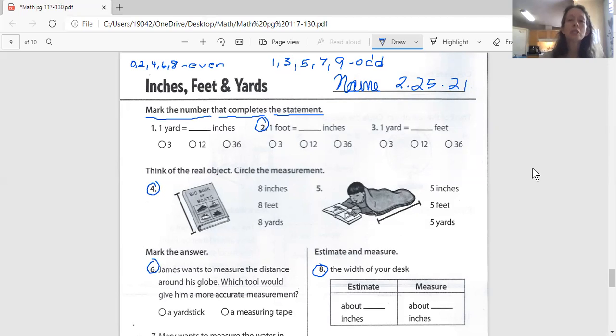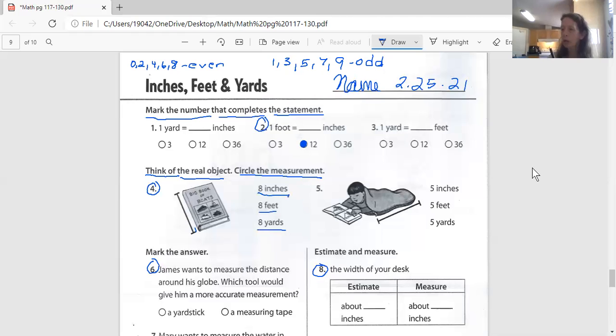1 foot equals 12 inches right in here. There it is. Am I doing these today? Nope. Now we're down to this one. And the directions say, think of the real object. Circle the measurement. Okay, I'm looking at a book, the length of a book, how tall a book is. Do you think a book is 8 inches tall, 8 feet tall, or 8 yards tall?